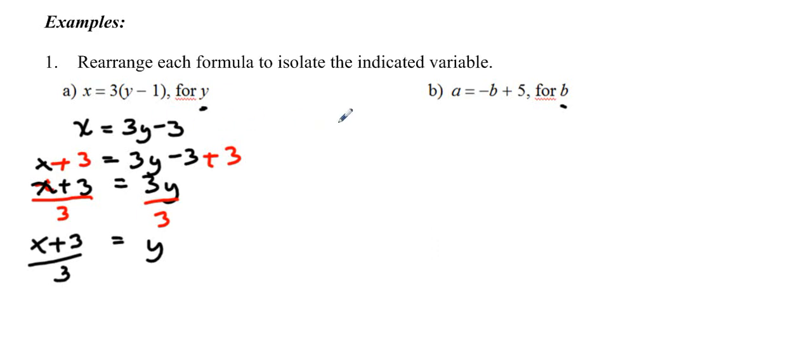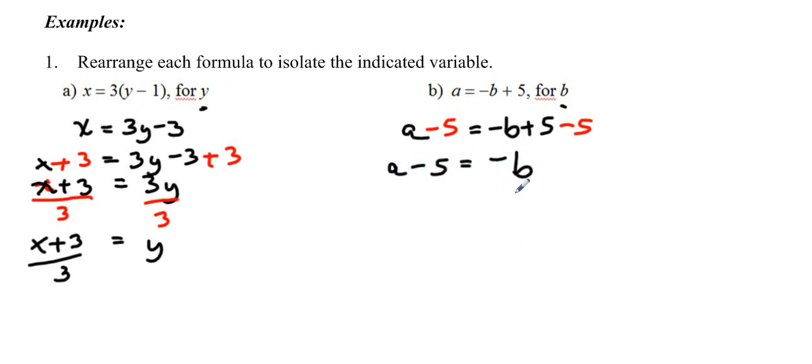Let's start that again. All right, so I'm going to subtract 5 from both sides. So this is going to be a minus 5 is equal to minus b plus 5 and then minus 5. So I'm getting rid of the 5's here, and I'm left with minus b equals a minus 5. Can't combine those, right?